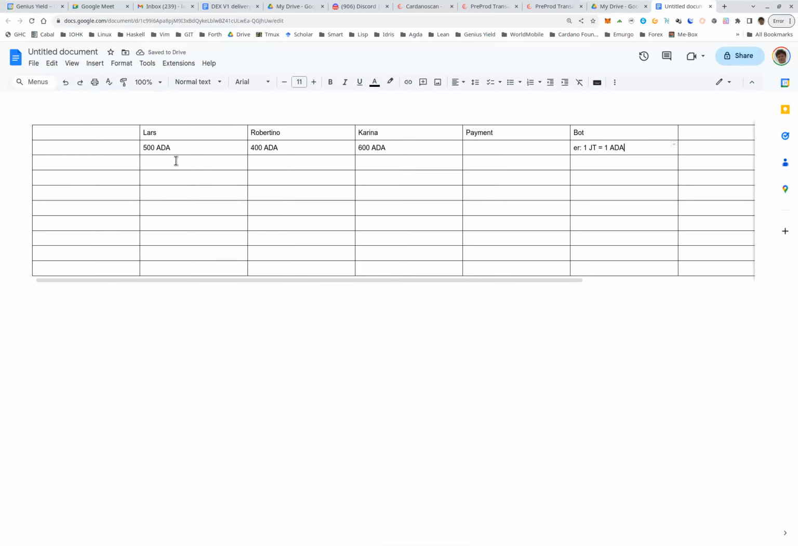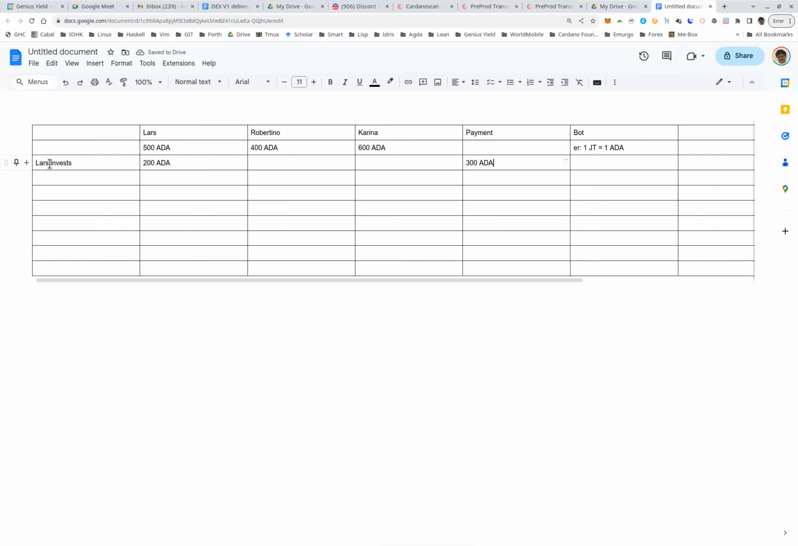Let's say Lars invests. So let's say I invest 300. So I have 200 ADA left. First, Lars invests. So I paid 300 ADA into this payment contract.